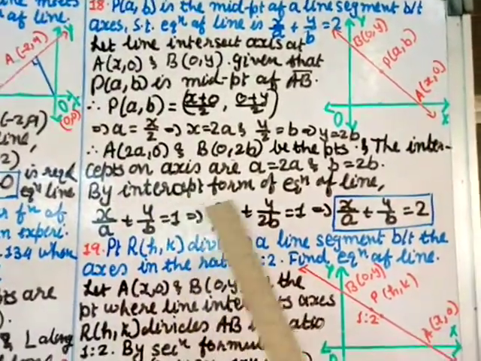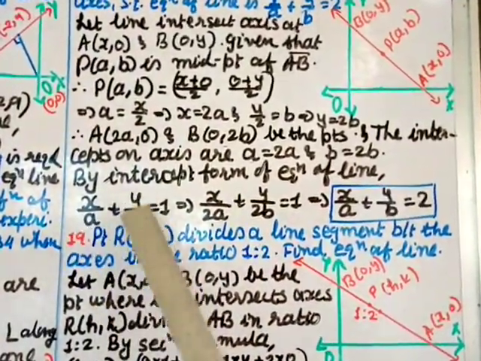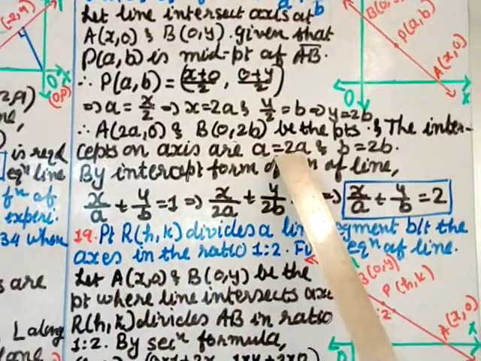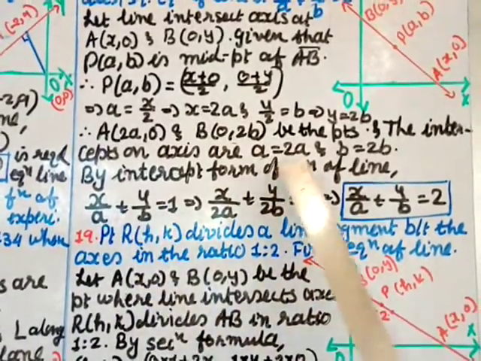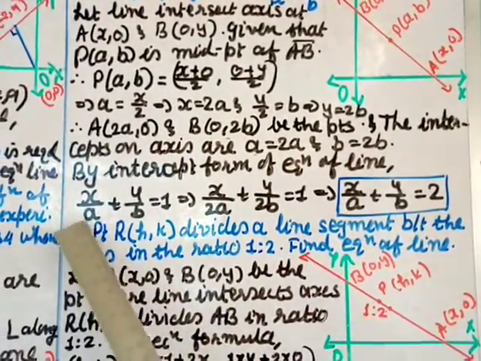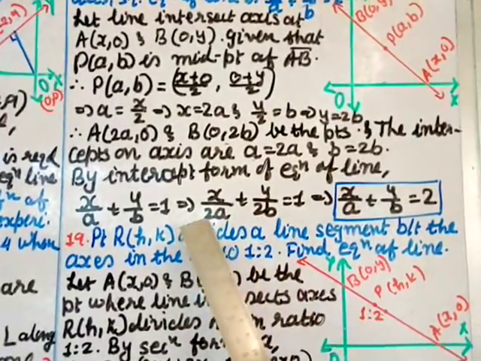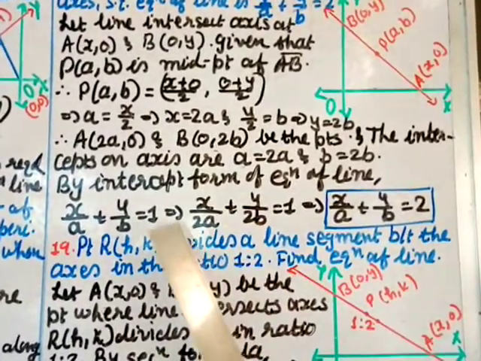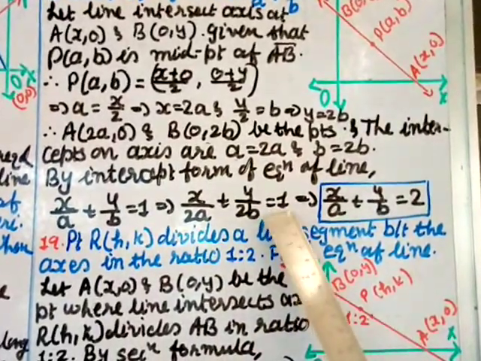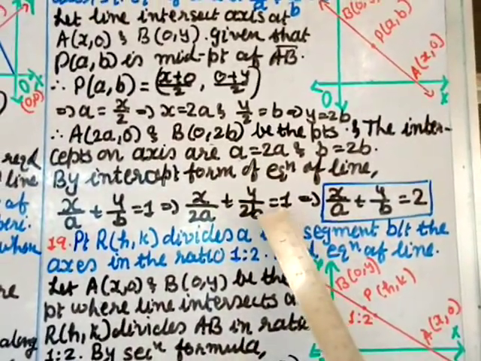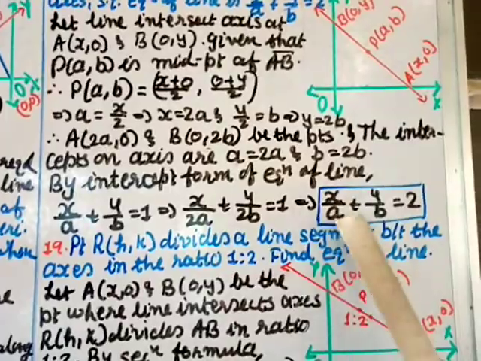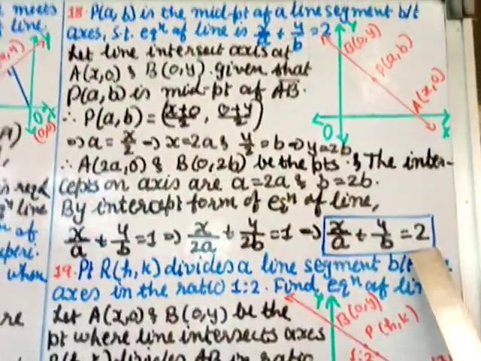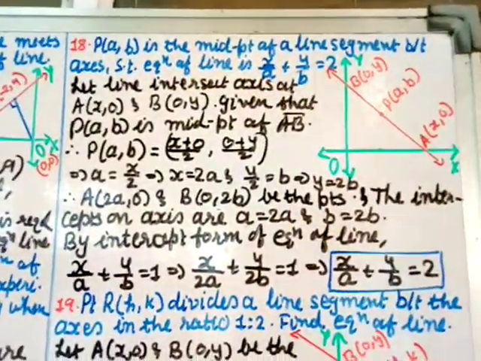So by the intercept form of the equation of a line, x/A plus y/B is equal to 1. So the A value is 2a, plus y/B, the B value is 2b, equal to 1. From here, in both places you take 2 common. So x/a plus y/b, and that 2 in the denominator you transfer over here, it will go in the numerator and multiply with 1. So you get x/a plus y/b is equal to 2. And that is what you have to prove. So we can say hence proved.